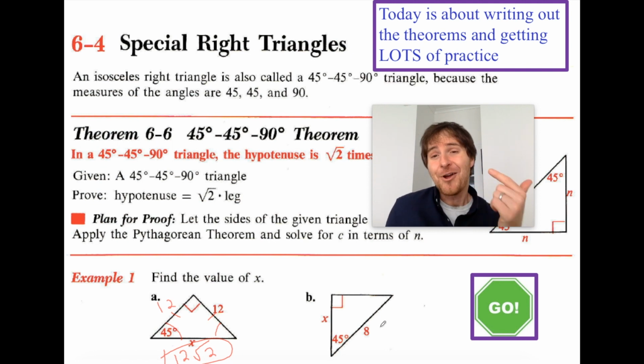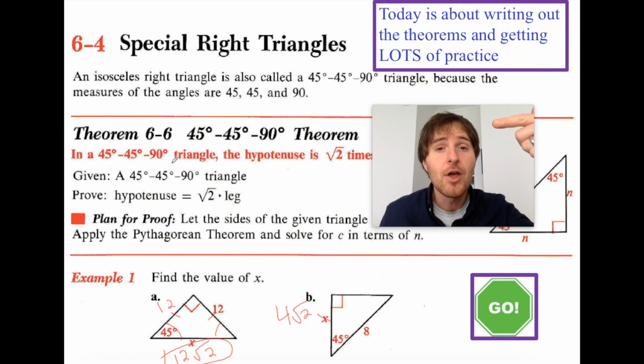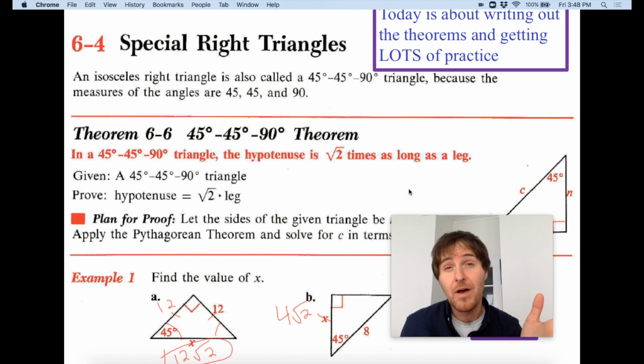Anyways, nice and quick. The harder one is B, where you've got the hypotenuse and you're finding x right here. Do you remember the shortcut? We've got a shortcut for this that I told you about. That's right, 4 root 2. There it is right here, because the hypotenuse is always root 2 times longer than a leg for the 45-45-90-degree triangle.